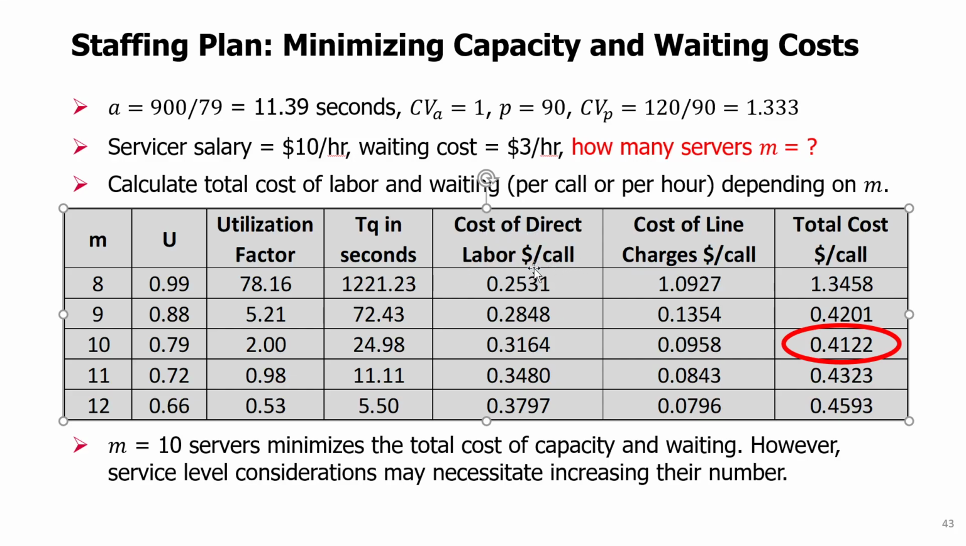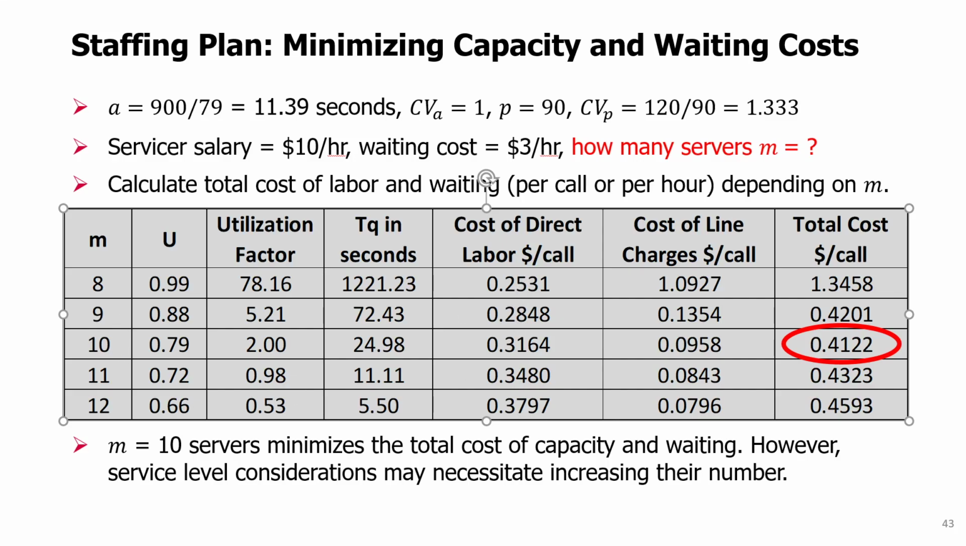If we do this division, the number of calls that we serve per unit of time is constant, because the flow rate is one call every 11.39 seconds, and it doesn't change when we change the number of workers. So the denominator in this calculation will be constant, and the numerator will be just the salaries: in the first case, salaries of 8 workers, salaries of 9 workers, 10 workers, and so on.